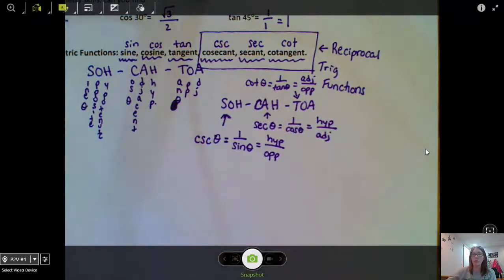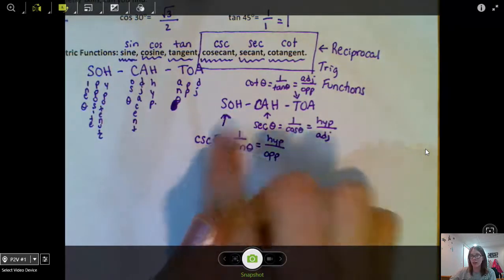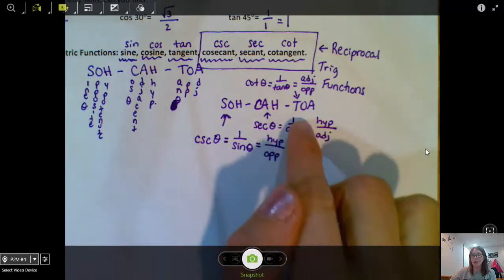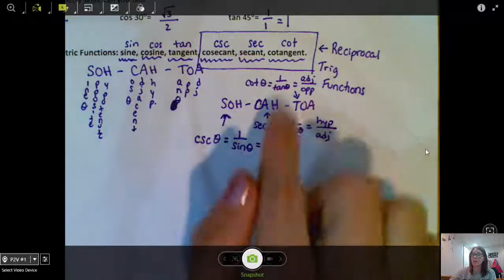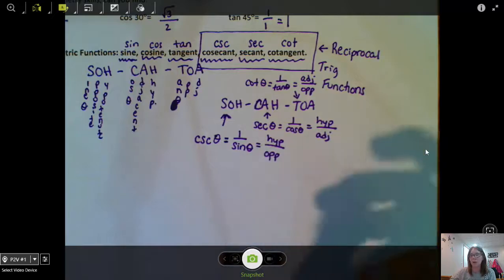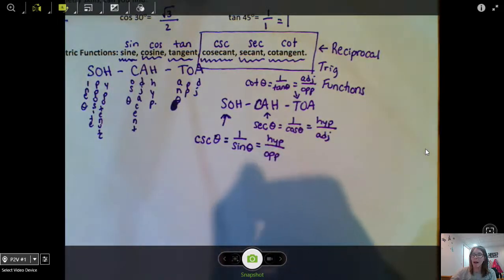One of the ways that you can remember it is that every pair has one function that starts with a C: sine and cosecant, cosine and secant, and then tangent and cotangent. Each pair has only one, so cosine and cosecant can't go together because each pair only has one. But that's probably the best way to remember how they are paired together.